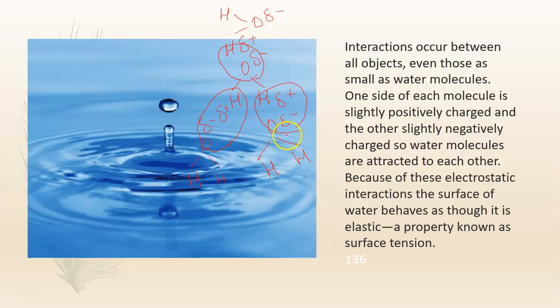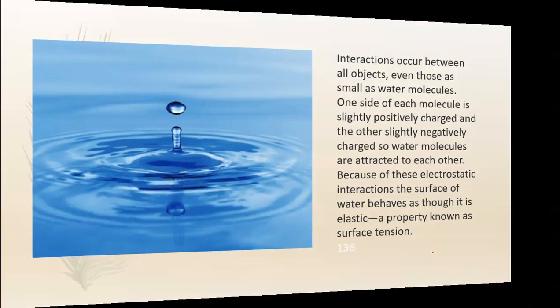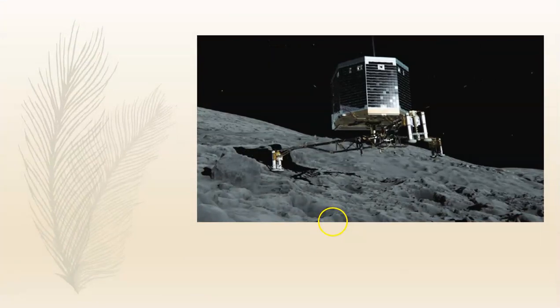Because of these electrostatic interactions, the surface of water behaves as though it is elastic. The water molecules are interacting with each other and that gives the water an elasticity characteristic, or we call it surface tension. What do you think about this?